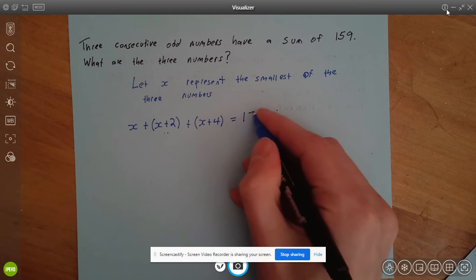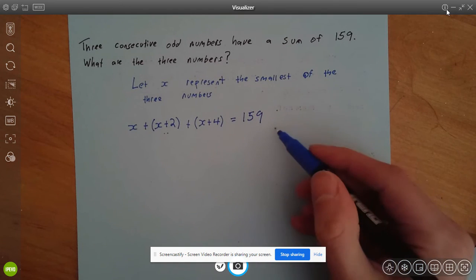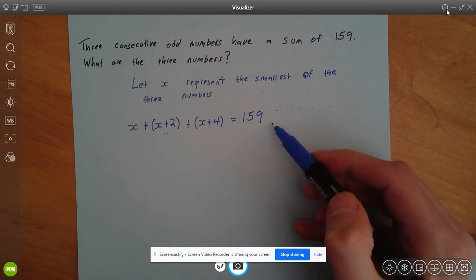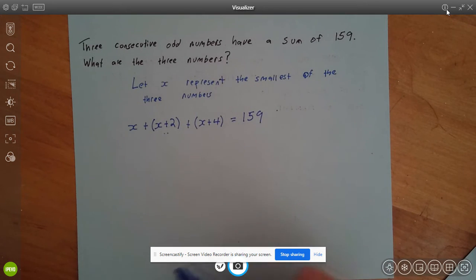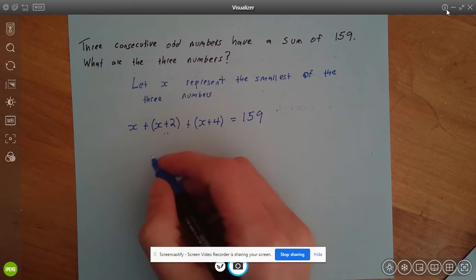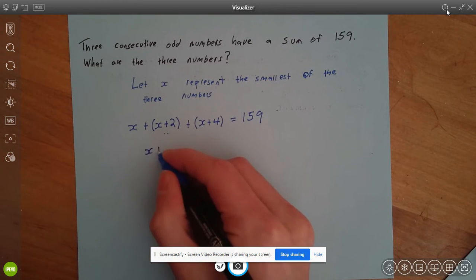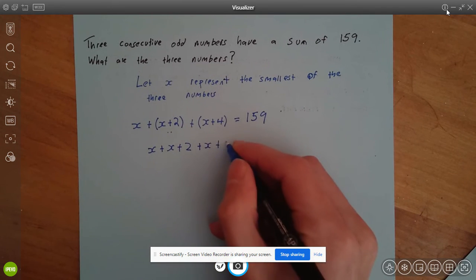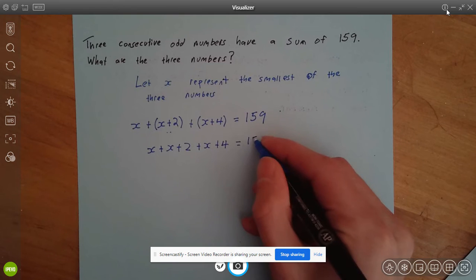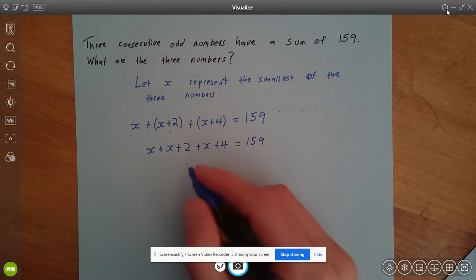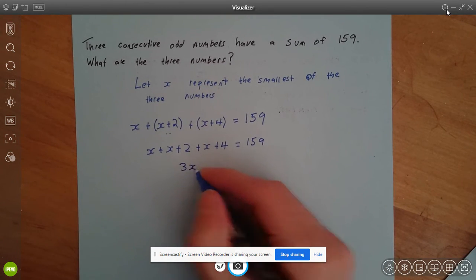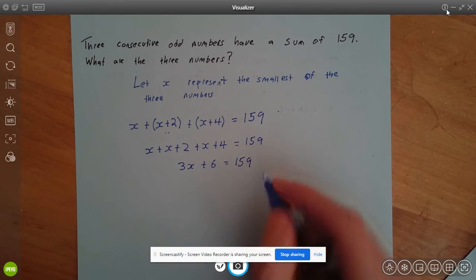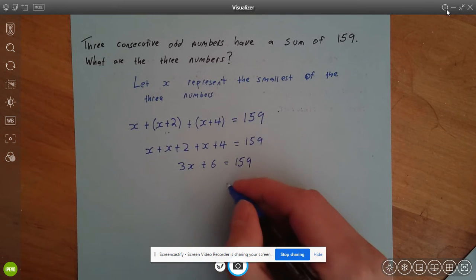Altogether, they equal 159. So this is often the most challenging part, changing my sentence into an equation. And now first I can get rid of the brackets, so they're just all being multiplied by 1. If you want to skip this step, that's okay. Then I'm going to collect like terms. I have x plus x plus x, so I've got 3x. I have 2 plus 4 equals 6, equals 159. When I bring the positive 6 to the other side, I need to subtract it.